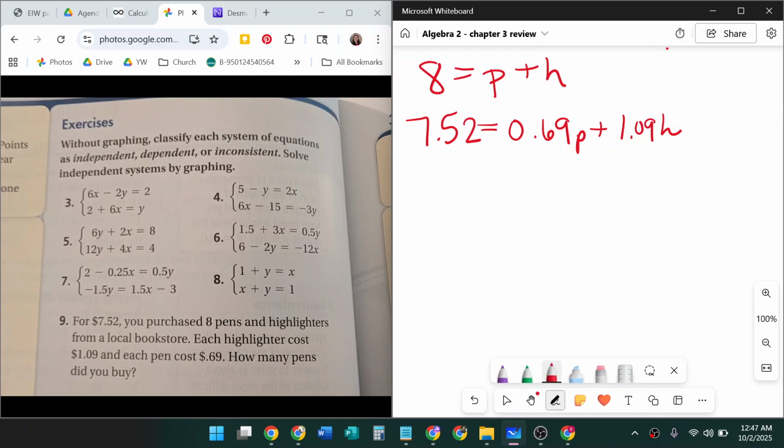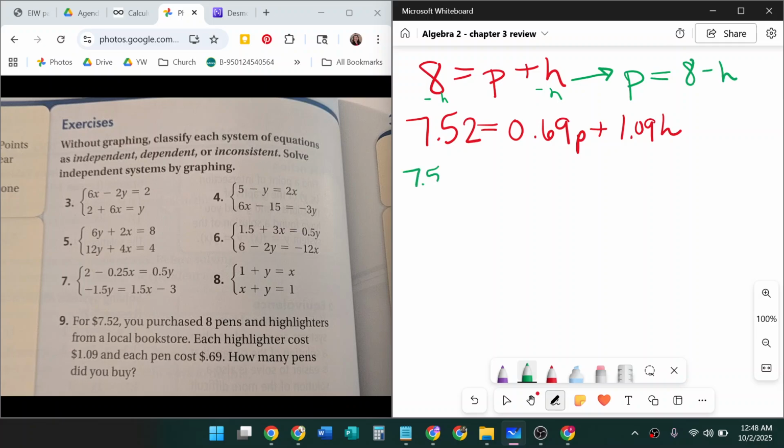For this one, I don't really want to deal with elimination because I don't want to have to make one of the p numbers. I don't want to have to multiply the top one all by -0.69 or -1.09, so that I can eliminate. What I'd rather do for this one, this is a good one where substitution makes more sense. I'm just going to solve for one of the variables. So I'm going to say p equals, and to get p by itself, I would need to subtract h from both sides. So p equals 8 minus h.